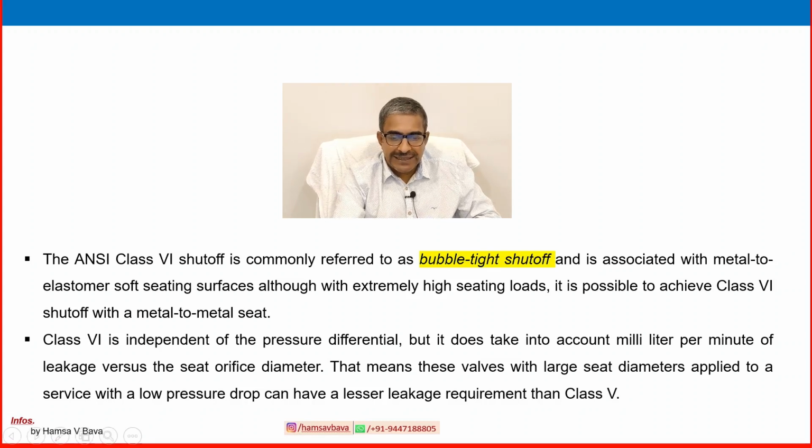Although with extremely high seating load, it is possible to achieve class 6 shutoff with metal to metal. It is possible, but with some arrangement inside. Class 6 is independent of the pressure differential, but it does take into account milliliter per minute of leakage versus seat orifice diameter. That means valves with a large seat diameter applied to a service with a low pressure drop can have a lesser leakage requirement than class 5.